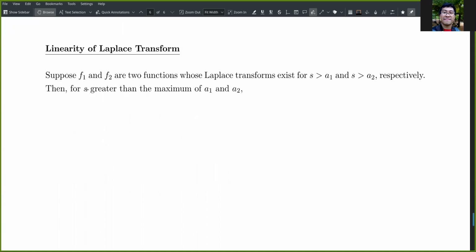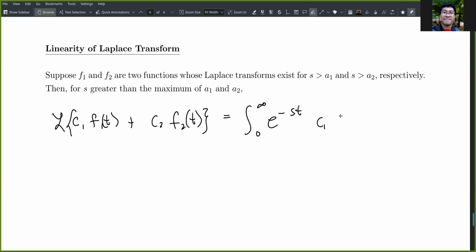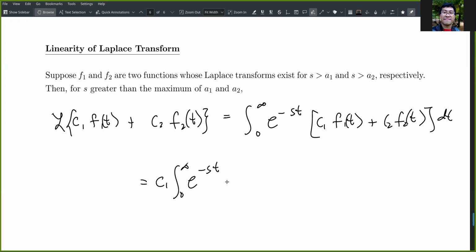Suppose you have f1 and f2, two functions whose Laplace transforms exist for s greater than a1 and s greater than a2. Then for s greater than the maximum of a1 and a2, we can write the Laplace transform of c1 f1(t) plus c2 f2(t) equals the integral from 0 to infinity of e to the minus st times c1 f1(t) plus c2 f2(t) dt. Okay, so you have c1 times the integral from 0 to infinity of e to the minus st f1(t) plus c2 times the integral from 0 to infinity of e to the minus st f2(t) dt.